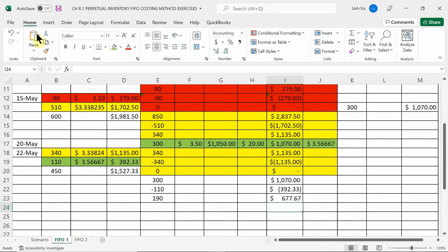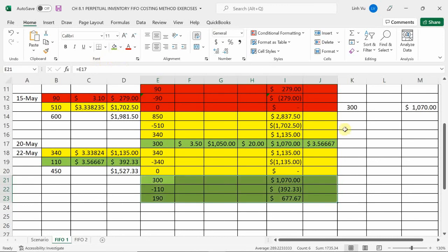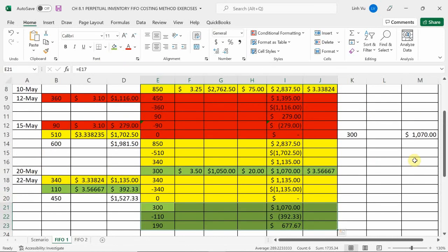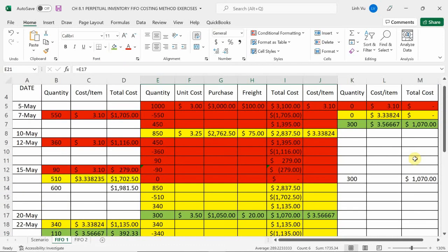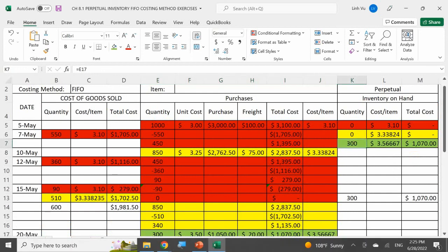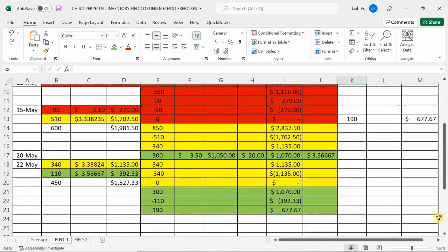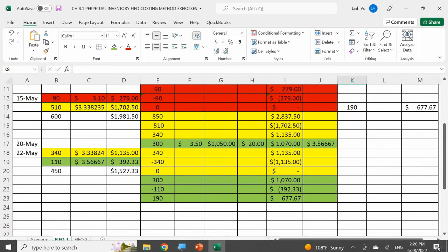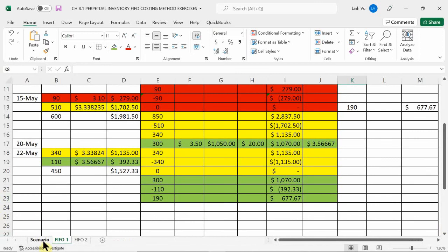All right. Green batch of inventory. So that means I need to update my inventory to say that now I only have 190 units left. 190 at 677.67. So then let's see what happened next.